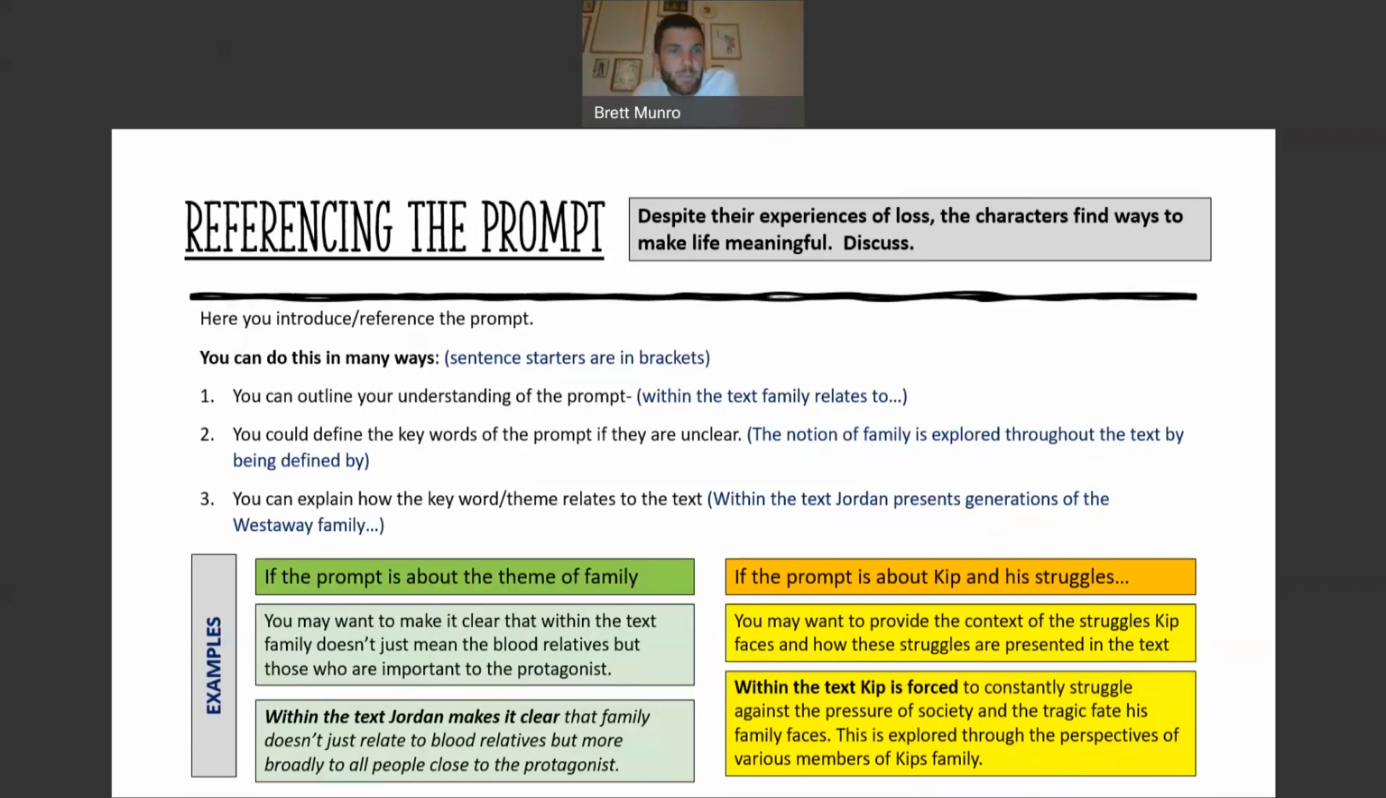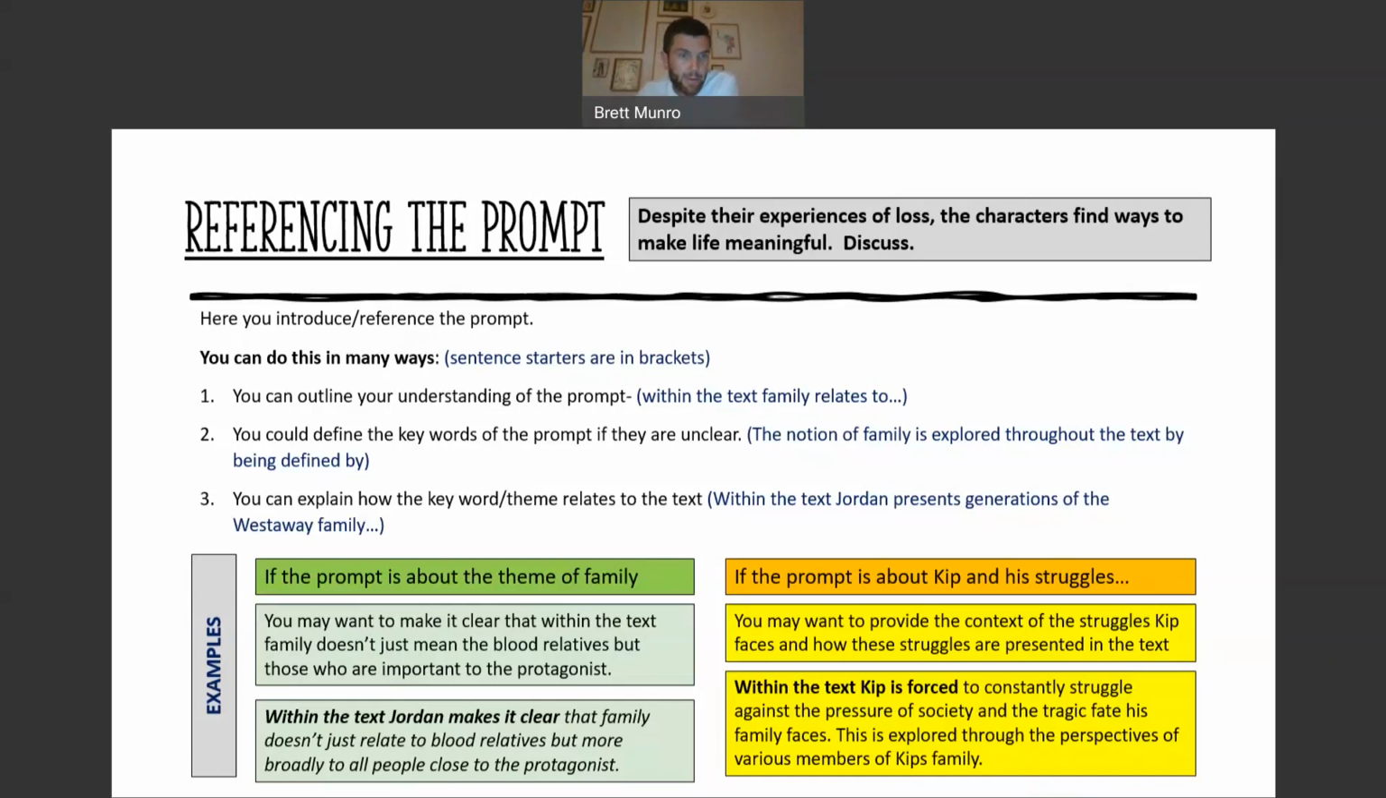The third one is explain how the keyword or the theme relates to the text, and this could use the sentence starter, within the text, Jordan presents generations of the Westaway family. And then you would extend what exactly is being commented on. So you'd be drawing a connection to the actual, whether it's loss, or life meaning, or love, or grief, or tragedy, whatever it is.